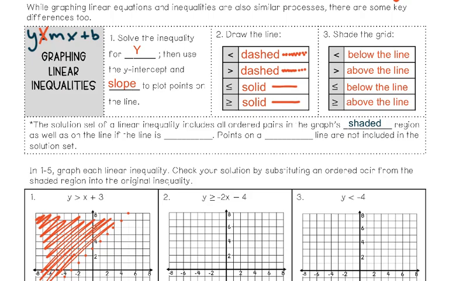We would call that the solution set. The solution set of a linear inequality includes all the ordered pairs in the graph's shaded region. It also includes the points on the line if the line is solid. So if there's an equal to sign underneath of it, it would include those points on the line. However, points on a dashed or dotted line are not included in the solution set.